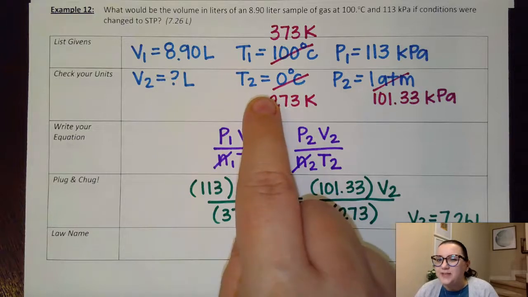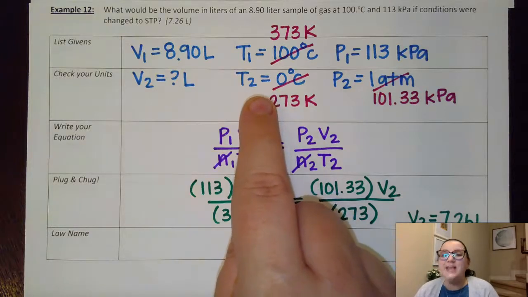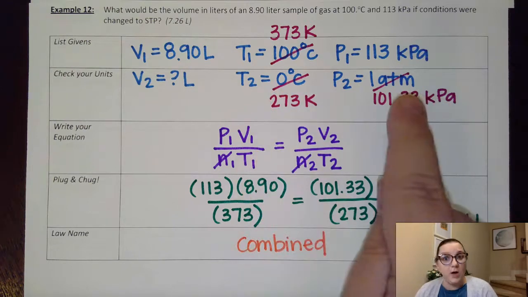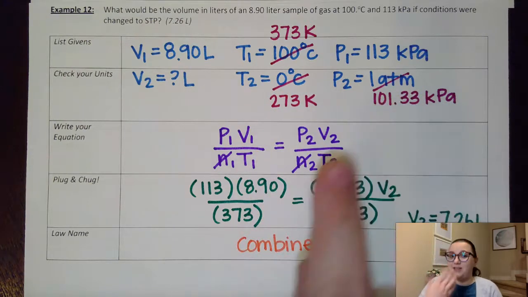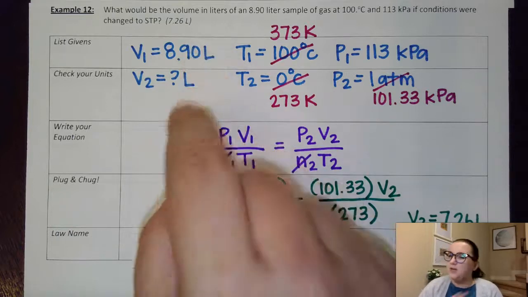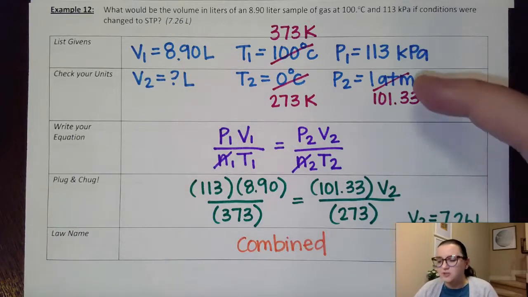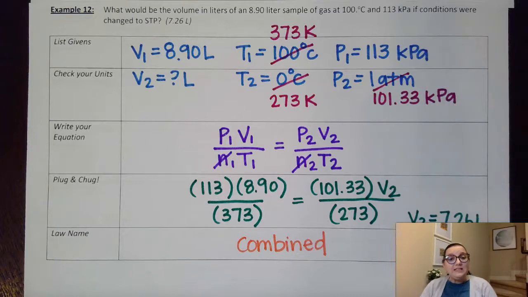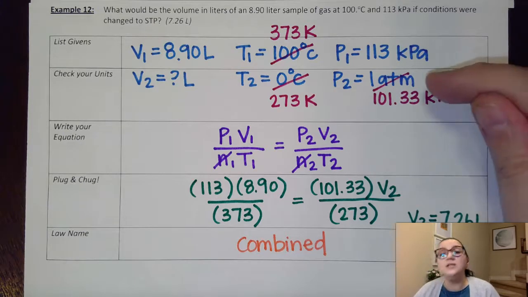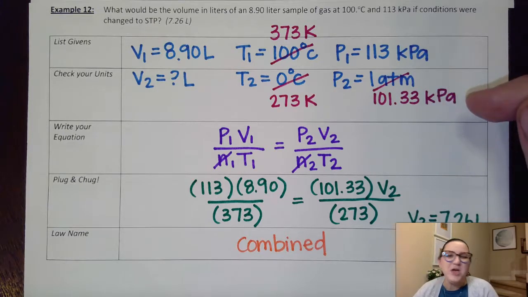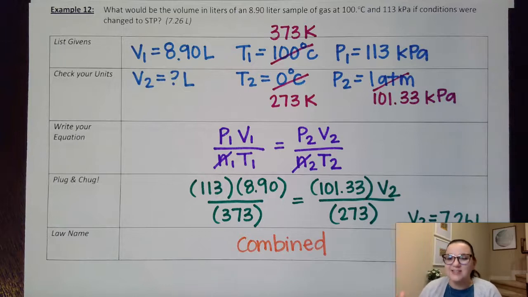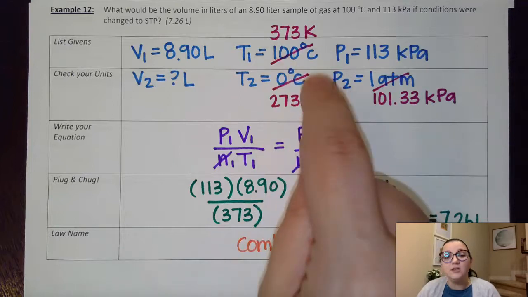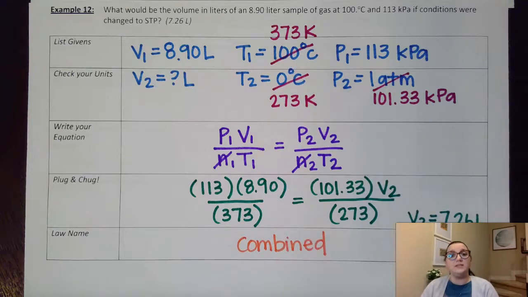My STP conditions, if you looked at your formula chart, is 0 degrees Celsius and 1 atmosphere of pressure. Now, I did have to check my units. Volumes already matched up, so that was good. Now, the pressures didn't match up, but here that would be an easy fix, because we know from the pressure equalities that 1 atmosphere is 101.33 kPa. So I didn't even have to do a dimensional analysis here to go ahead and convert that. This was much easier. I did have to convert both of my temperatures from Celsius into Kelvin, so I added my 273 to both of those.